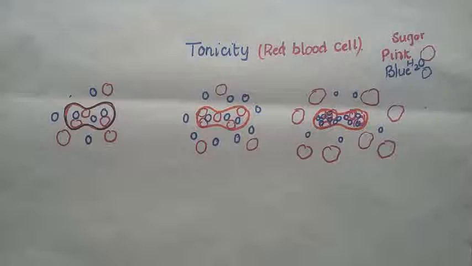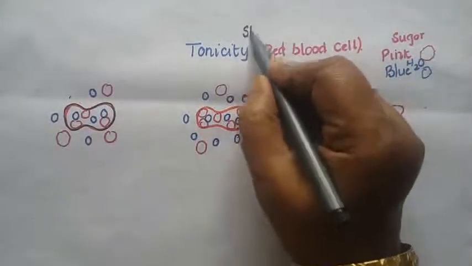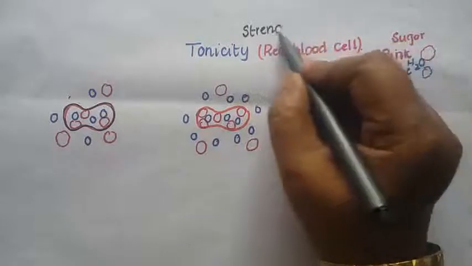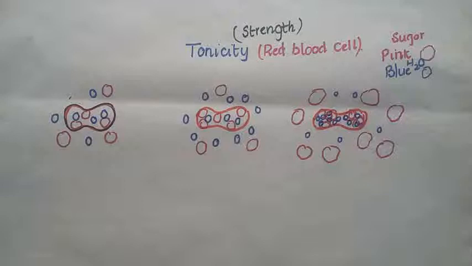Children, let us learn this concept of tonicity. First we will learn the words, and later on we will learn the definition of tonicity. The simple meaning of tonicity is that it refers to the strength of the solution, that is, the concentration of the solution. And always for the strength of the solution, you look at either the water molecules or the solute molecules.